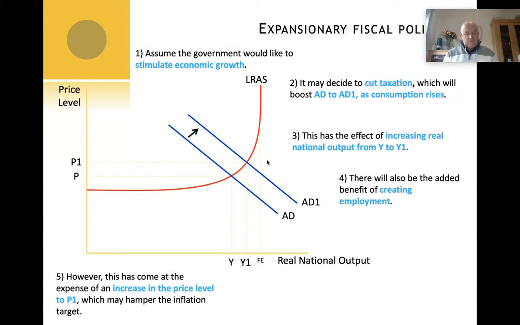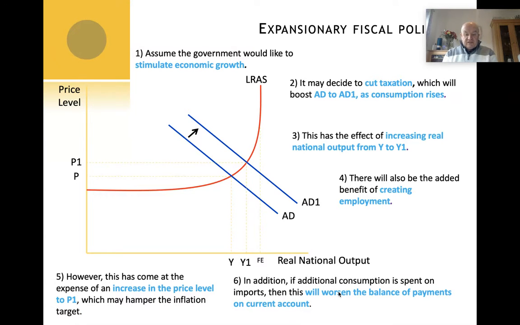However, as with all of these things, if we're going to try to expand the economy, there is a potential danger that if we do that too much, then our price levels are going to increase. As we can see here, the price level has moved from aggregate demand to AD1, and so we've now got national output at Y1, and our price level has increased. So there is going to be some inflationary pressure as a result of that expansionary fiscal policy.